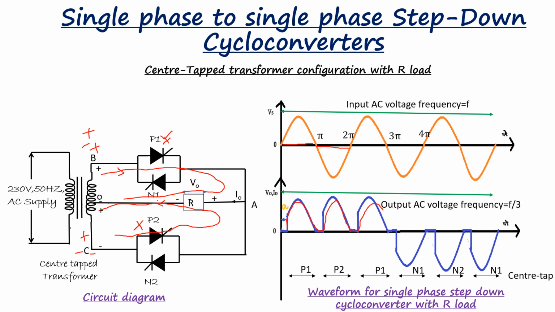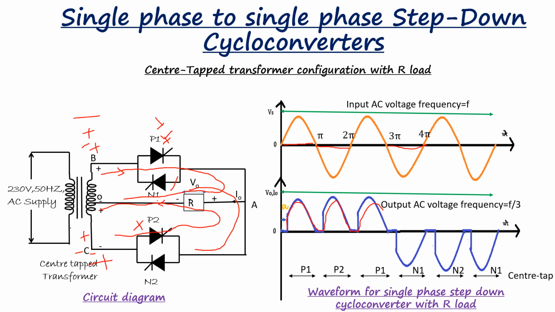Similarly, in the next half cycle from 3 pi to 4 pi, when the point C is again positive with respect to B, the SCR P1 is automatically switched off. Now instead of SCR P2, the SCR N1 will start conducting as soon as we give a gate signal. The path for current flow will be from point C, load, then SCR N1 to the negative point B. So the direction of flow of current through the load is reversed.